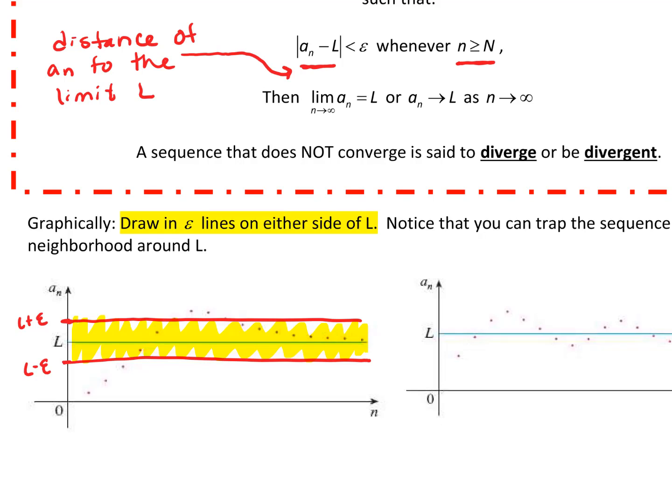For this particular graphical example, it looks like it's occurring right here. So for all of the n's bigger than this capital N, my terms are within that epsilon neighborhood. So my terms are all within that little epsilon neighborhood.